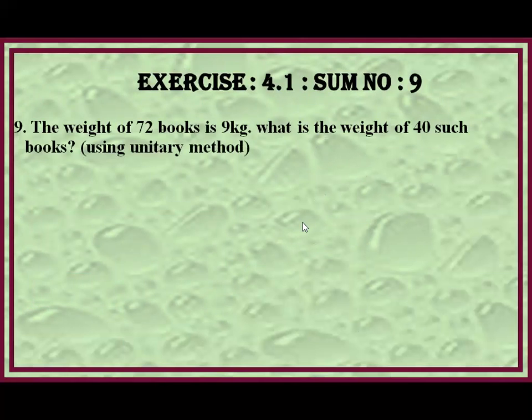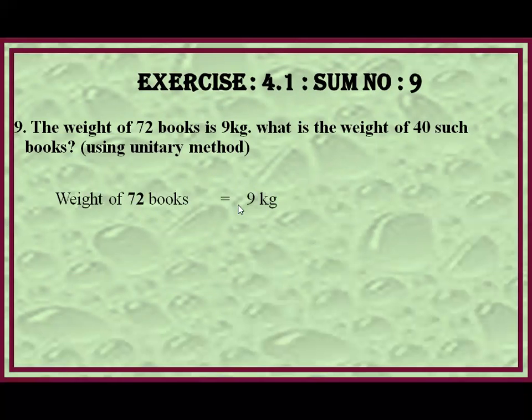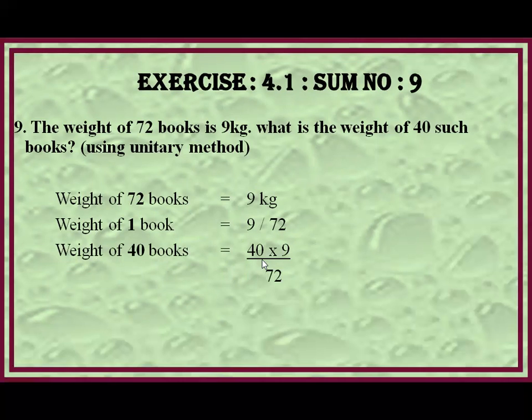The weight of 72 books is 9 kg. What is the weight of 40 such books? Using unitary method. So unitary method means you have to find the value of one to get the value of many. So 72 books is 9 kg. So find the weight of one book, then you can find the weight of 40 books. That's unitary method. So weight of 72 books is 9 kg. Find the weight of one book, which is 9 by 72. So weight of 40 books is 40 into 9 by 72, which is 5 kg.